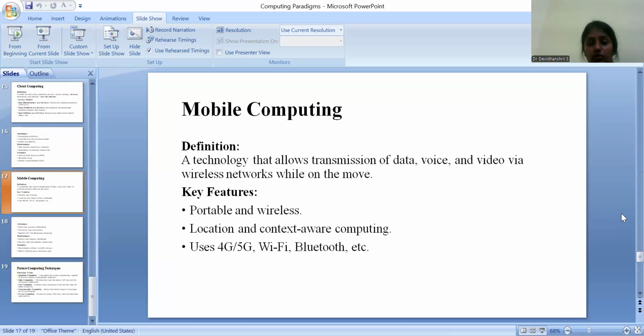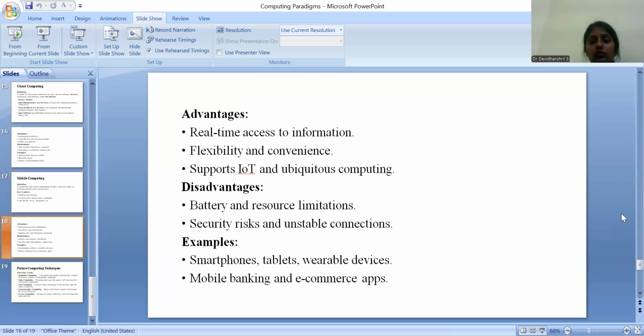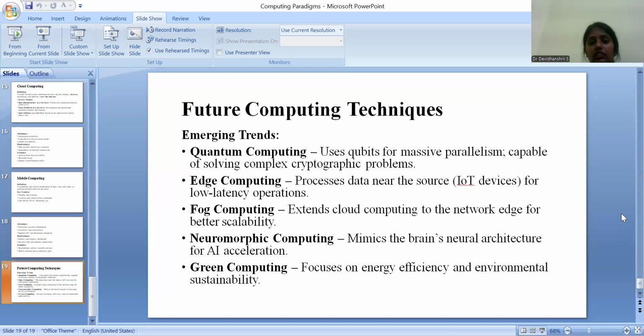The next one is mobile computing, a technology that allows transmission of data, voice, and video over wireless networks while on the move. It is portable and wireless. Advantages are real time access to information, flexibility, and support for IoT. Disadvantages are battery and resource limitations, and security risks. Some future computing techniques under emerging trends are quantum computing, edge computing, fog computing, neuromorphic computing, and green computing. Thank you.